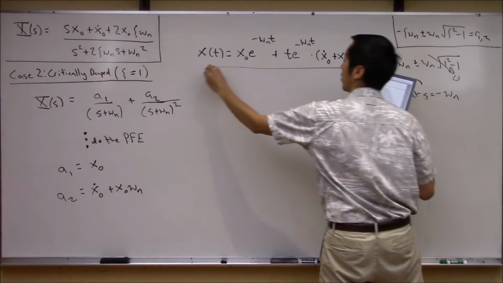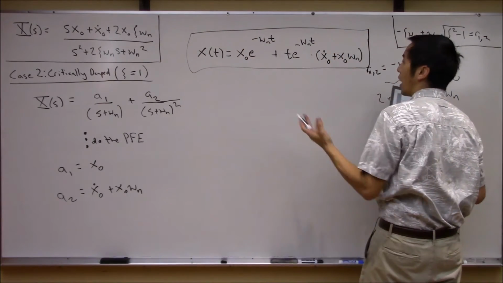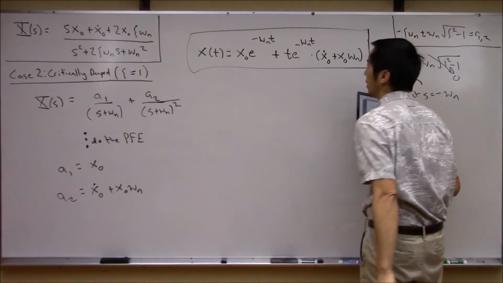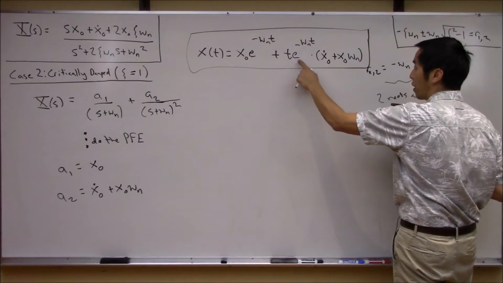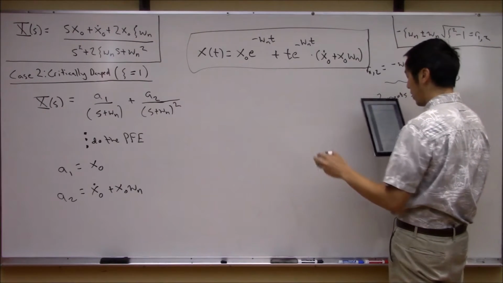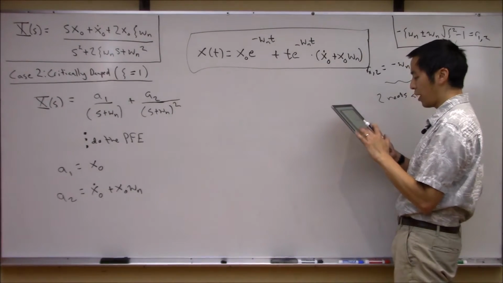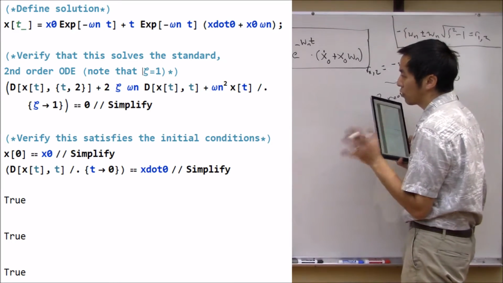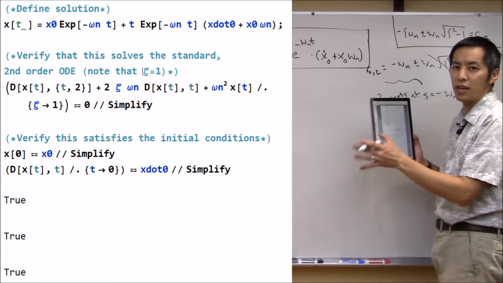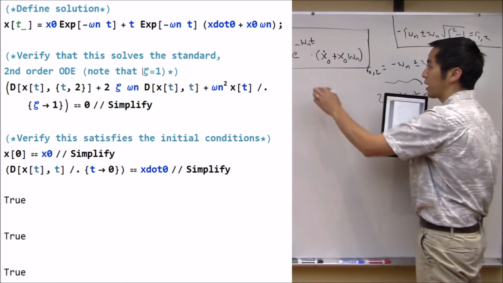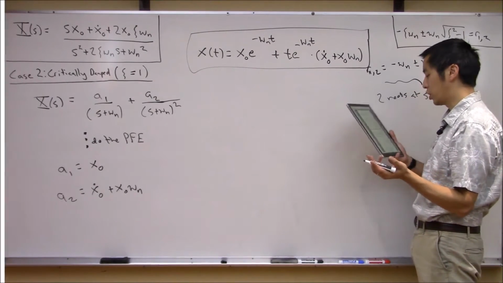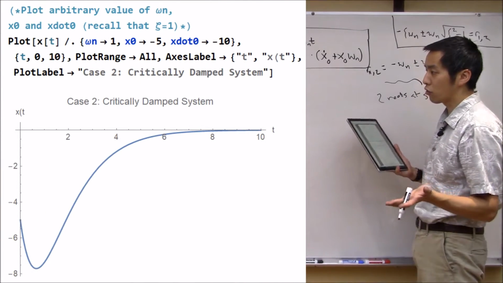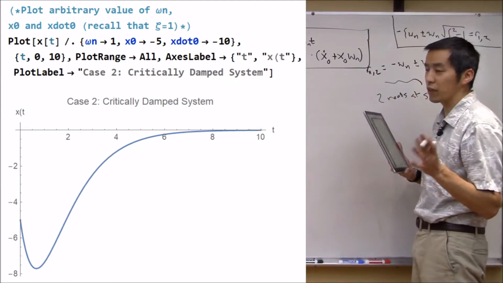Okay, so here is our solution. And again, we see no real oscillations, right? You might have a slight bump due to this t growing while this is decaying, but again, we can show that this solves the differential equation and the initial conditions, and we can plot it. Here's another screenshot of me doing this in Mathematica to show you that this is the solution for our case 2 situation. Okay, so that one wasn't so bad. Let's do the last case, which is where things get interesting.